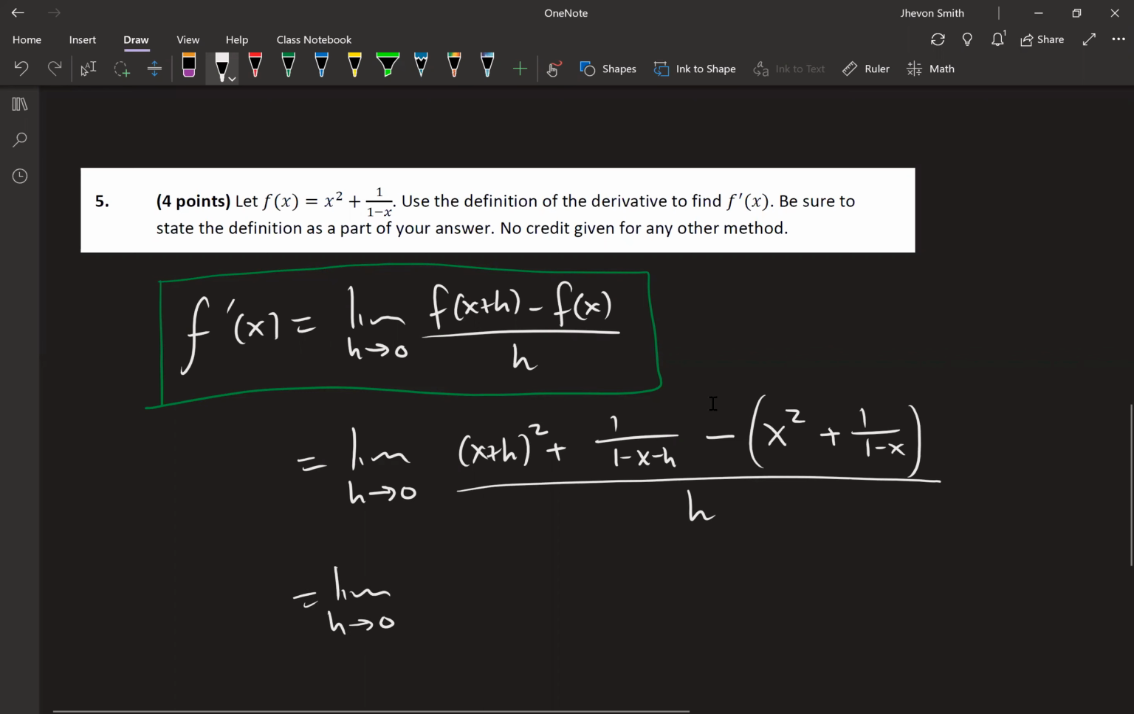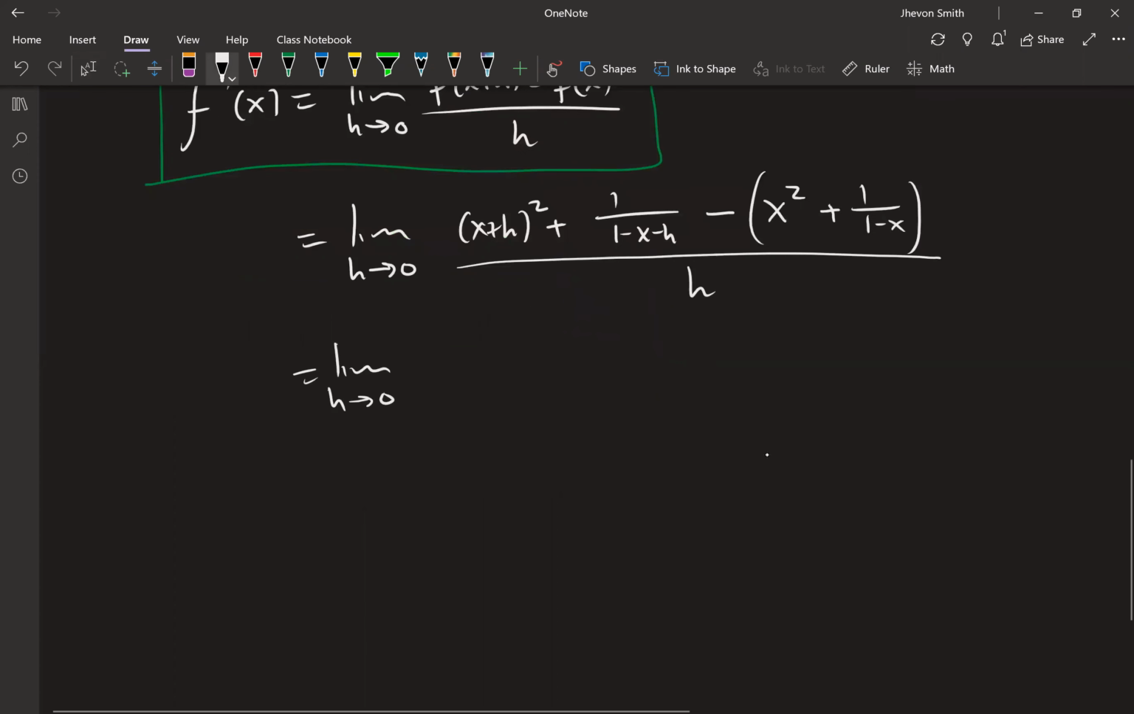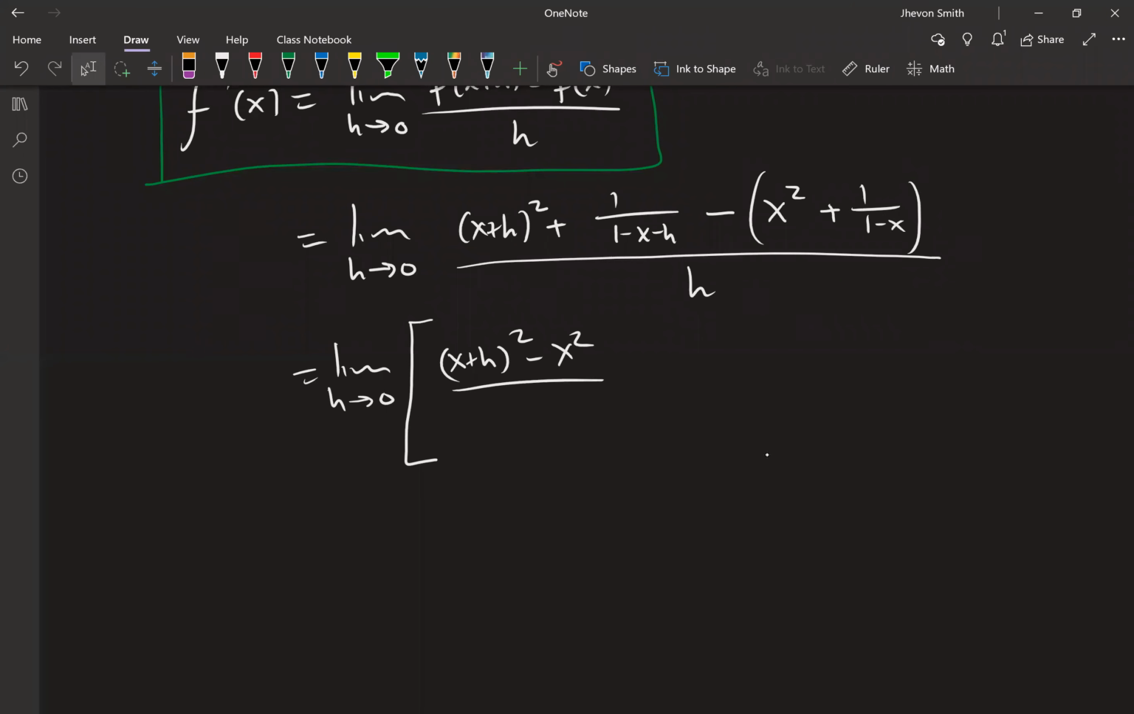And right here, to make things a little bit nicer, I would actually separate these into 2 limits because the 2 different strategies would work nicely on this. So this is x plus h squared minus x squared over h. And then I would put plus the 1 over 1 minus x minus h minus 1 over 1 minus x over h. Because for the second one, the way I would want to do that is multiply top and bottom by the LCD. And I don't want to make the first part, the squared part, any more complicated. So I'd actually split those up.